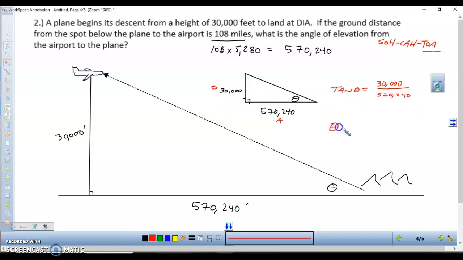So in my calculator, all I'm going to do is inverse tangent. So inverse tangent of 30,000 divided by 570,240. So in your calculator, hit second tangent, or get that inverse tangent option, and then type that in. And I get about 3 degrees, like 3.0115. So theta is approximately 3 degrees. And that should make sense. If the plane's 108 miles away, you really wouldn't have to look up so much to see it flying in the sky. All right, it's about 3 degrees.